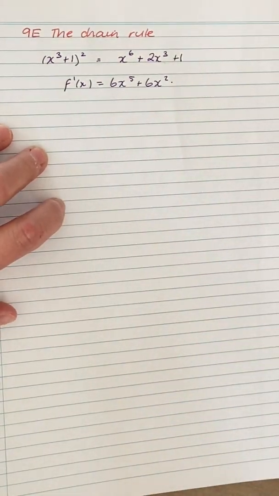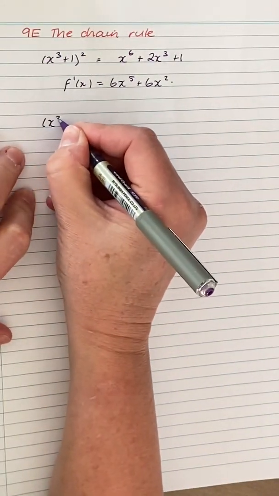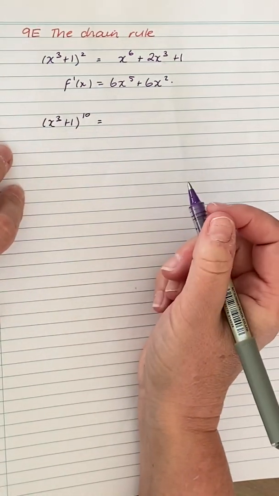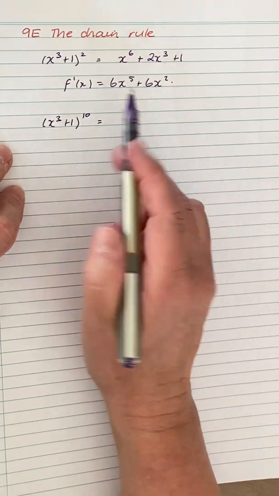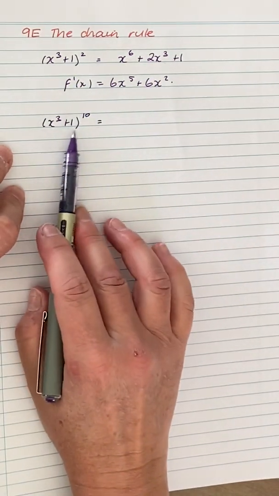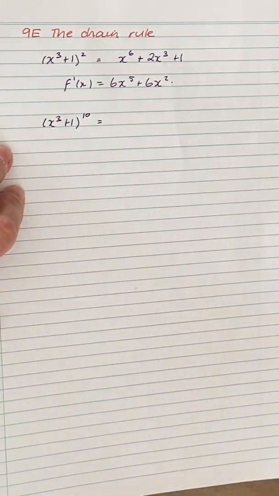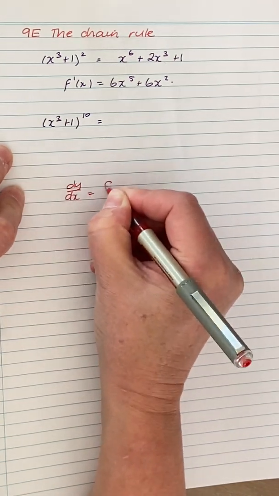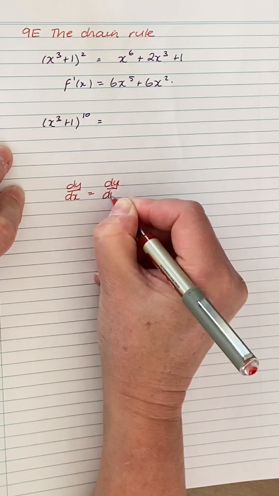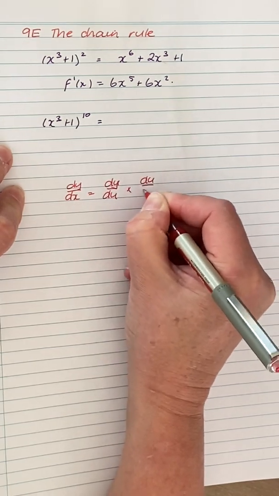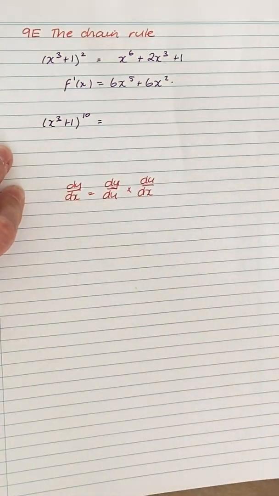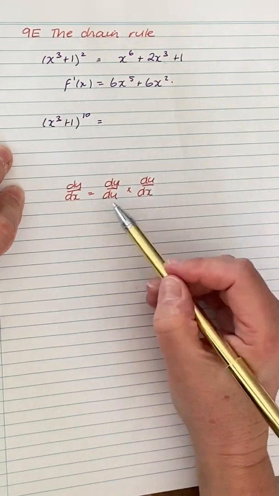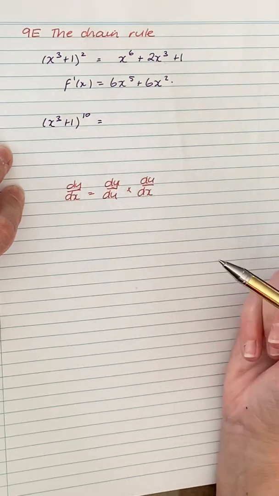And that's okay. But what if it was x cubed plus 1 to the power of 10? To expand that out would take a really long time. So what we're going to do is use this chain rule to find a technique for differentiating expressions like this. And the chain rule says dy/dx equals dy/du times by du/dx. So you sort of think of it as, it's like fractions in Year 7 where the u's cancel out like that. So then you'd be left on this side with dy/dx.